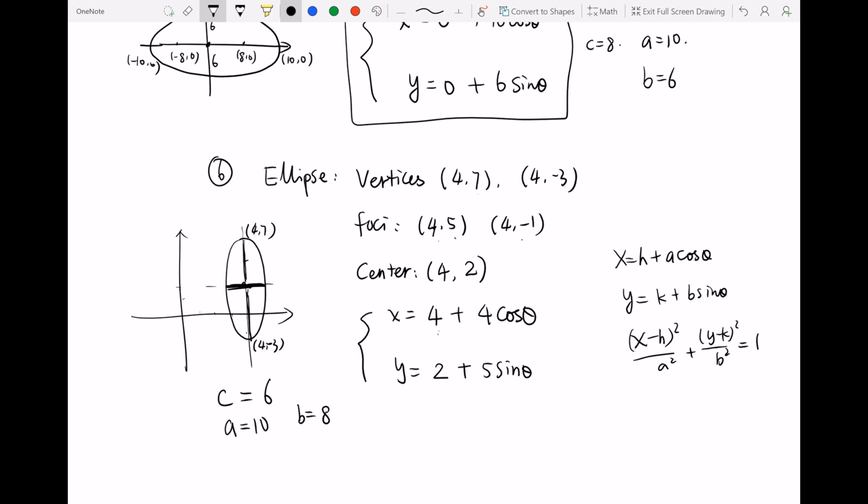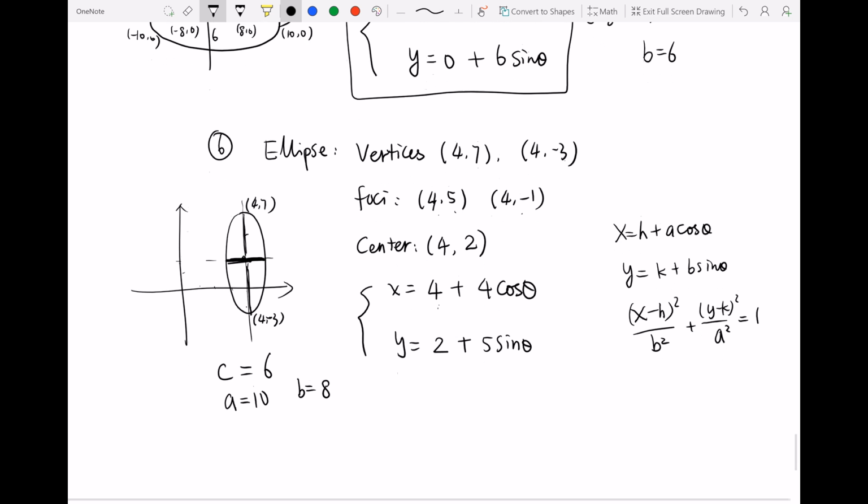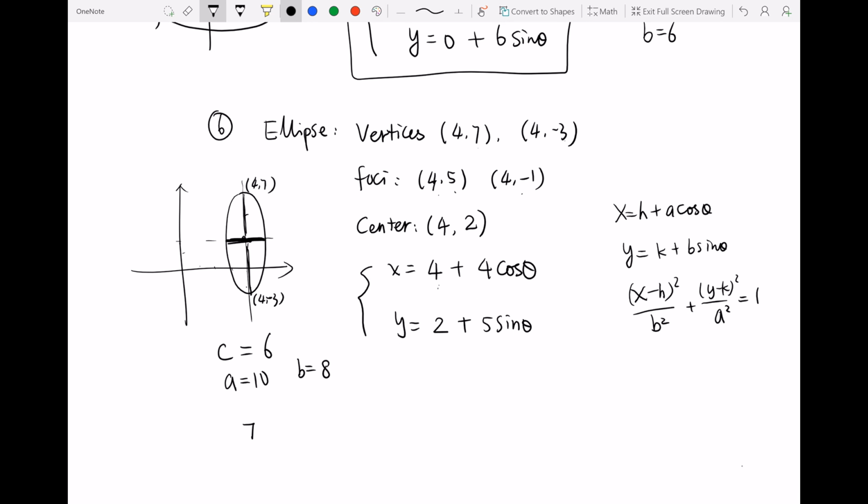Okay. So for this one, actually, I should put the other one. Put the x minus b squared, because the major axis is the y direction.